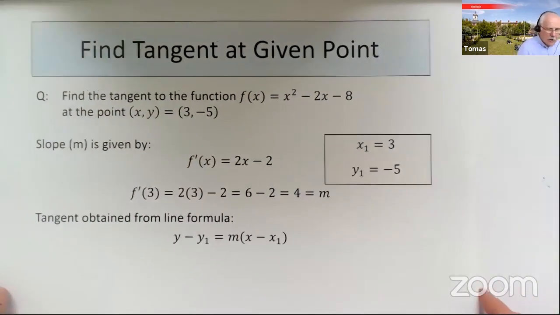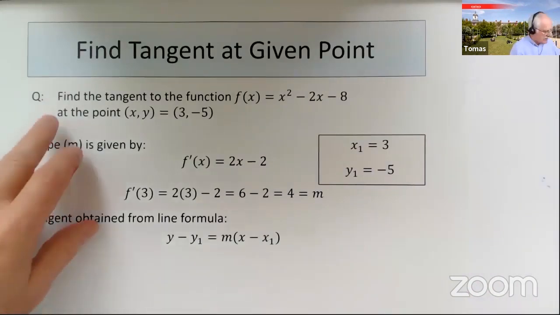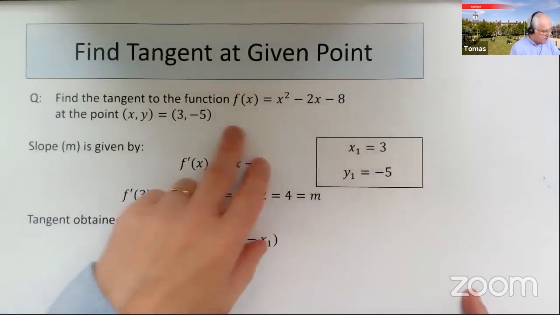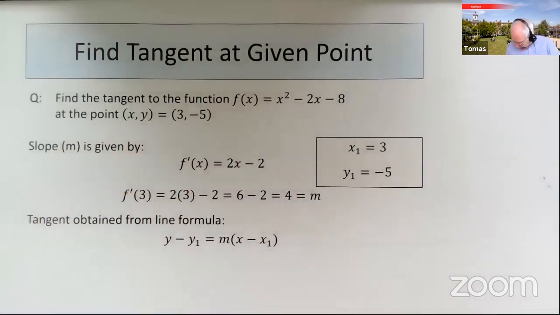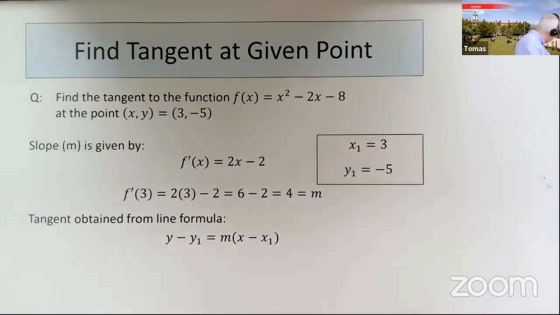So the next one now, we're moving a little bit from functions and graphs into the area of lines, just to show you where it connects. Find the tangent to the function f of x equals this at the point (3, -5). If we go back to that graph we had, we have the graph, but how do we find the line, the tangent at that particular point? How do we actually get that?